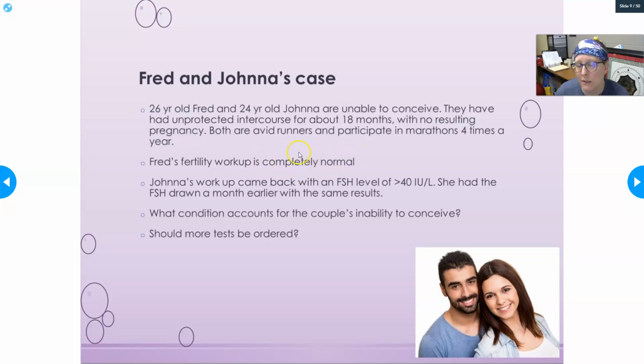So what does that really mean? It means that they did a semen analysis on him, and there is plenty of semen, there's plenty of sperm, and they're motile, they're moving around, and so he actually is making enough. And so that's a good place to start.